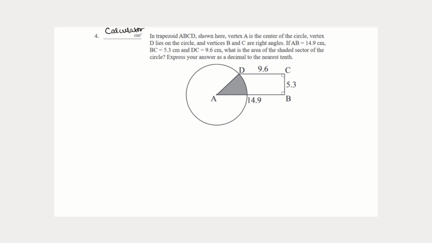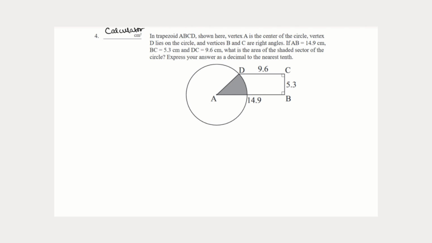Okay, so we have trapezoid ABCD shown here. Vertex A is the center of a circle, vertex D lies on the circle, and vertex B and C are right angles. If AB is 14.9, BC is 5.3, DC is 9.6, what is the area of the shaded sector of the circle? Express your answer as a decimal to the nearest tenth.